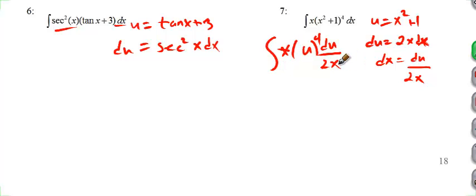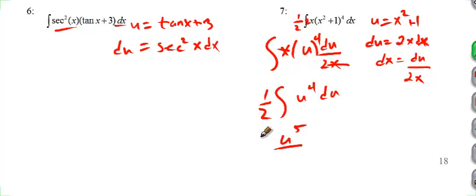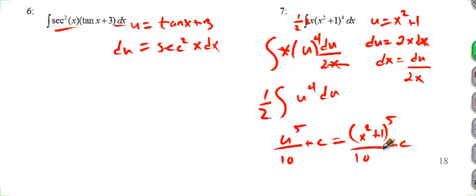Now the x's go away. This 2 that I was going to bring out front, remember the 2 and the 1/2? Now, there I've got my half. I can bring that out. U to the 4th du. Okay. You get the same thing either way. So this would be u to the 5th over 5, and then you get the 2, so 10 plus c, or x squared plus 1 to the 5th over 10 plus c.